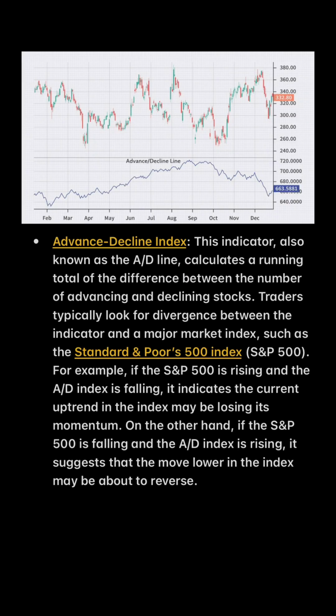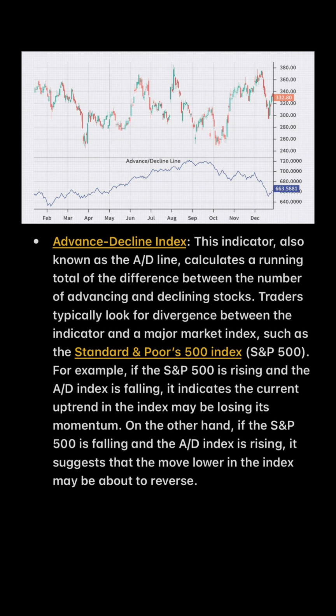Advance and Decline Index. This indicator, also known as the AD line, calculates a running total of the difference between the number of advancing and declining stocks. Traders typically look for divergence between the indicator and a major market index, such as the S&P. For example, if the S&P 500 is rising and the AD index is falling, it indicates the current uptrend in the index may be losing its momentum.